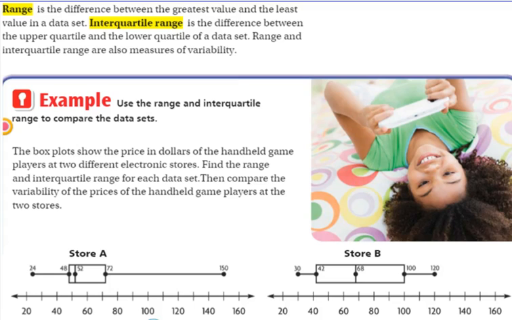Range is the difference between the greatest value and the least value in a set of data. Interquartile range, and I think this is new, but we have seen it on the spirals, number 20 on the spirals. Interquartile range is the difference between the upper quartile, which I did with you for 13.2, and the lower quartile of a data set.